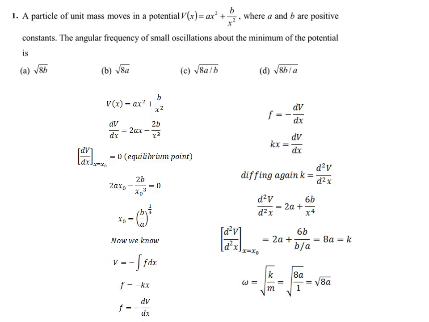So at x is equal to x0, d square V by dx square becomes 8a. So the value of k is equal to 8a. And we know omega is equal to root of k by m. Substituting the value, we get omega equal to root of 8a.